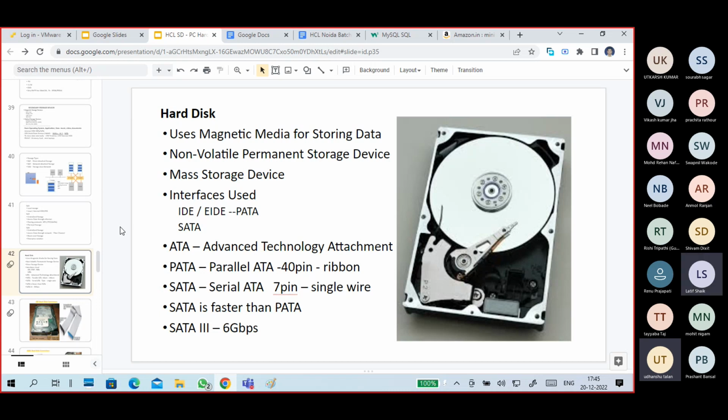If you see, there is a needle kind of stuff, that is called an actuator arm. The tip of this actuator arm has a read and write head. It's a magnetic tip. This arm moves from inside to outside on the disk. So what will happen? The disk will rotate, and this will be moving like that.